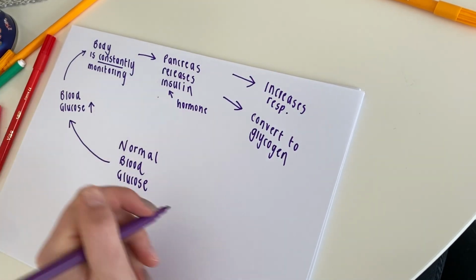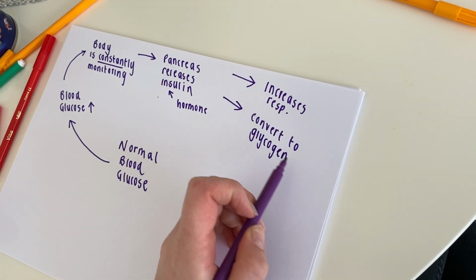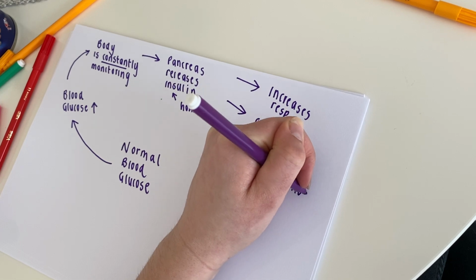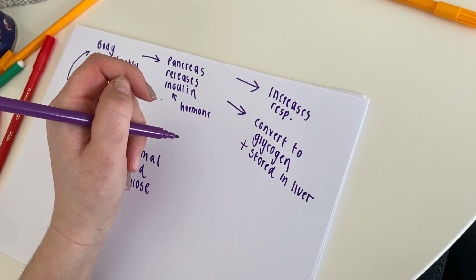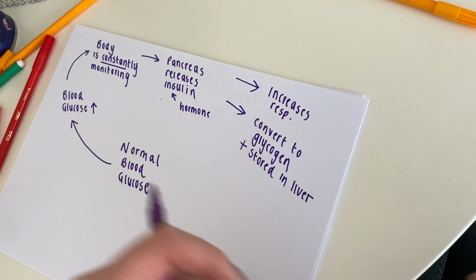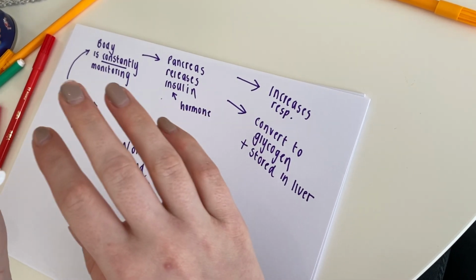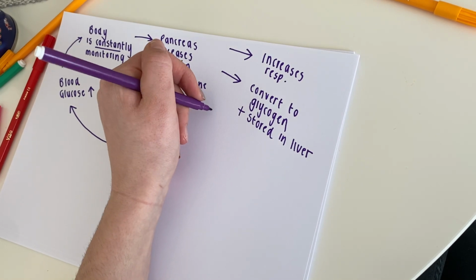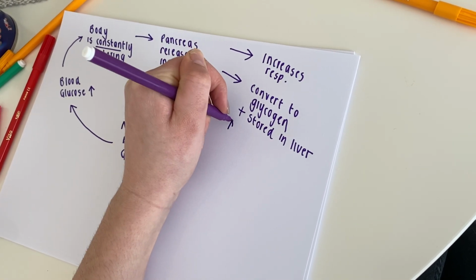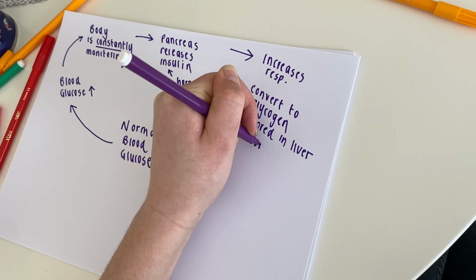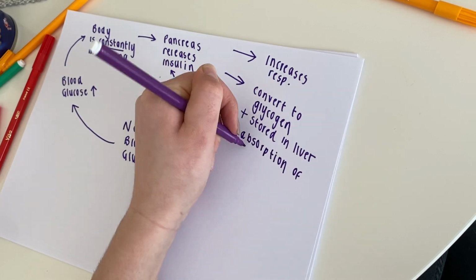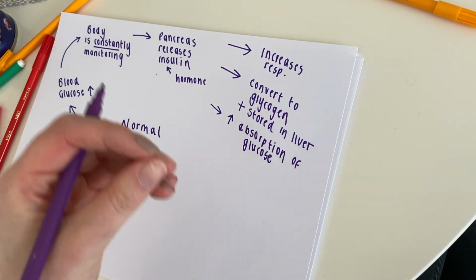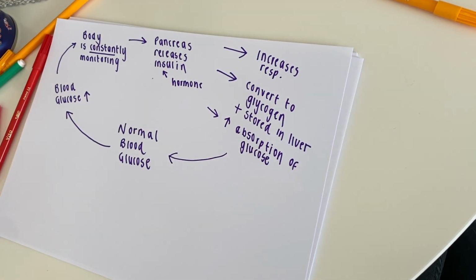Now, this gets very easily muddled up because we've got glucose and glycogen. So it gets converted to glycogen and stored in the liver. So it basically takes the glucose, breaks it all down, builds it back up in a different form, and then puts it away and stores it away to be used at another time. So it's no longer in the form of glucose. And the last thing that it does, it increases the absorption of glucose. So all of these things are bringing those blood glucose levels back down to normal.